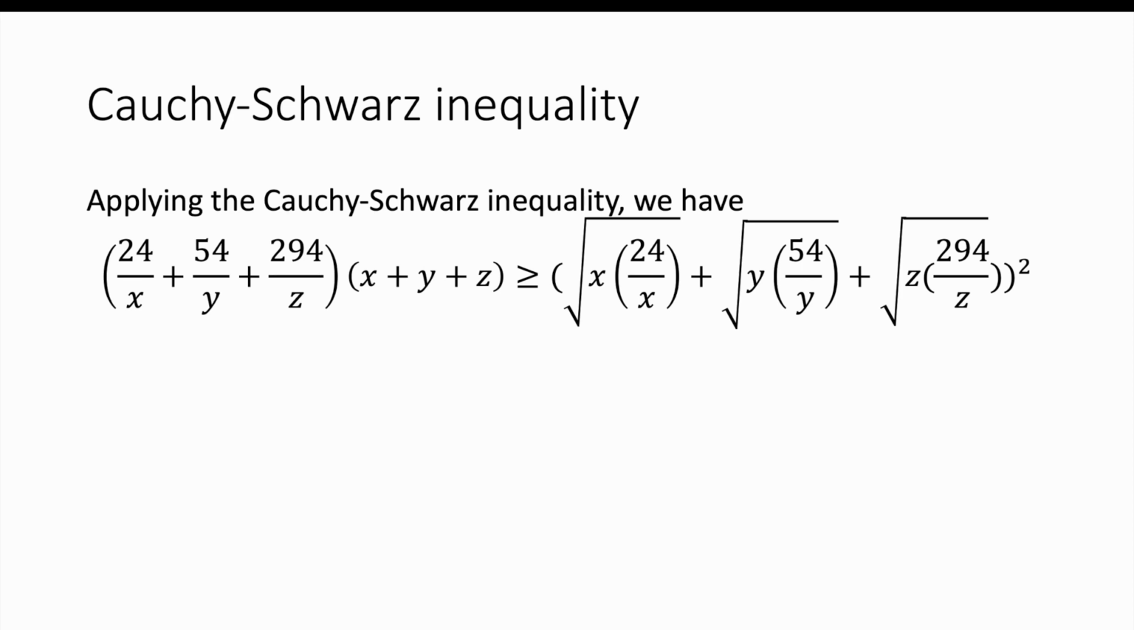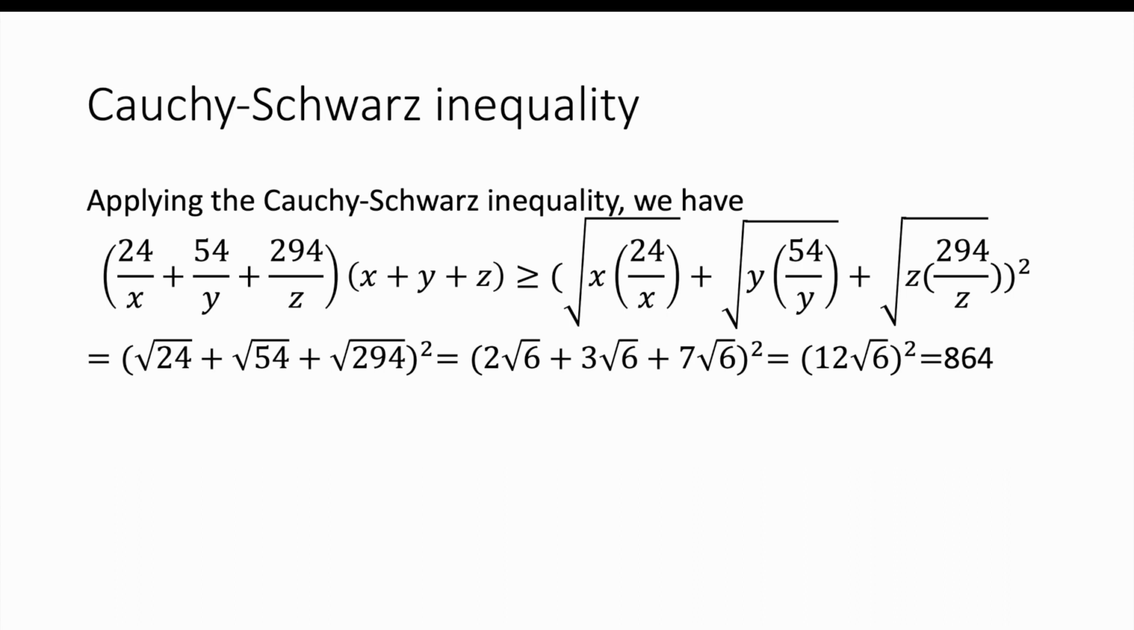Multiplying that expression by x plus y plus z, we know that it is greater than or equal to the square root of 24 plus the square root of 54 plus the square root of 294, and you square everything. Because the expression in the first bracket is actually 1, we know that this is greater than or equal to 2 square root 6 plus 3 square root 6 plus 7 square root 6, everything squared, which gives you the square of 12 root 6, which is simply 864.